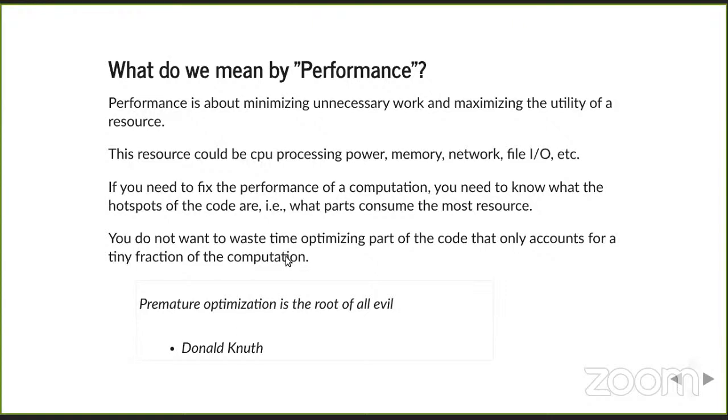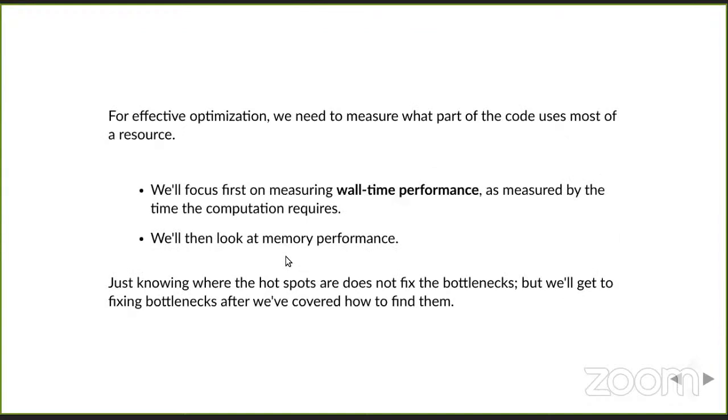So for an effective optimization, we need to measure where our CPU cycles go, right? And so we'll first look at just time, like where is all this time spent? What part of the code takes that much time? And then afterwards, we'll also look at memory performance. In some situations, it's very important to make sure you don't run over memory limits, and if you do, to know where all this memory is used.